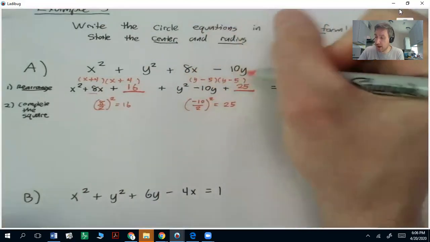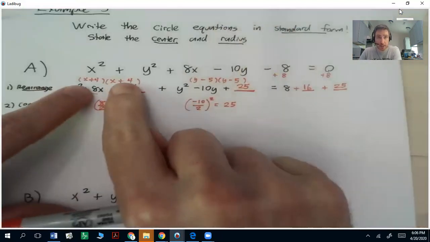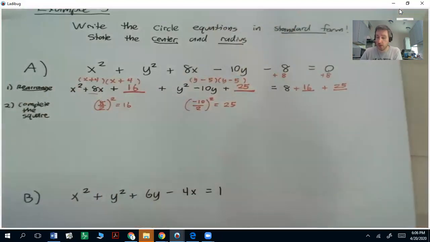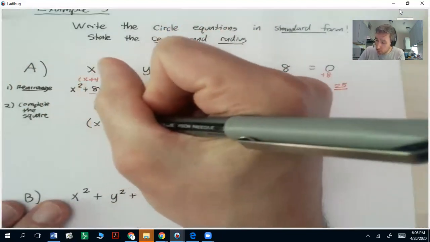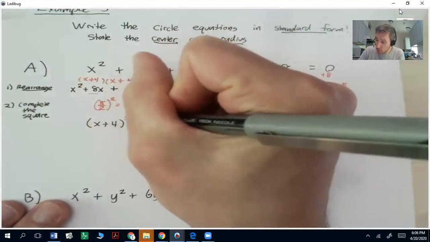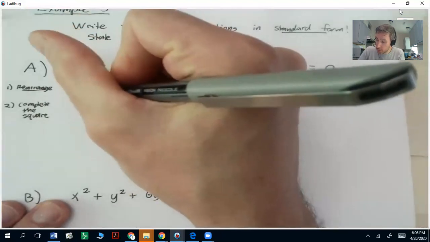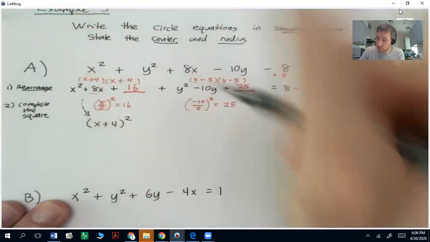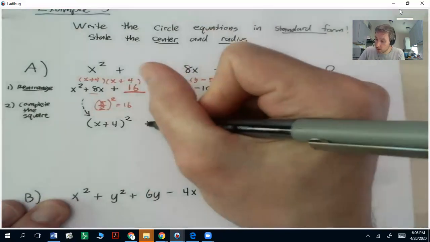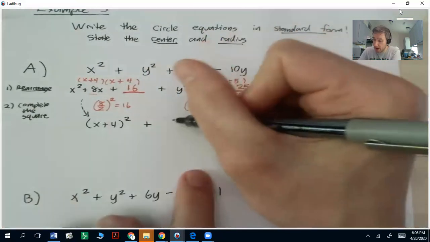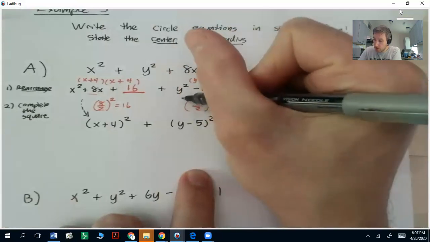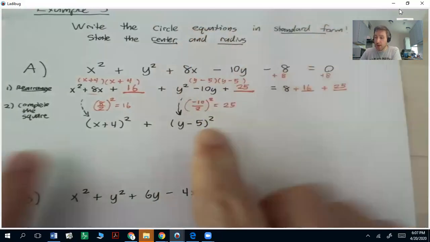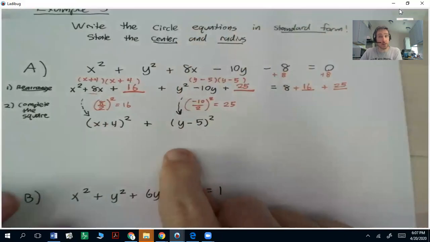We want those to be the same factor because if you write it twice, that's the same thing as squaring it. So that's going to simplify to x plus 4 squared. This will be y minus 5 squared. And now we have it looking like it's in standard form.